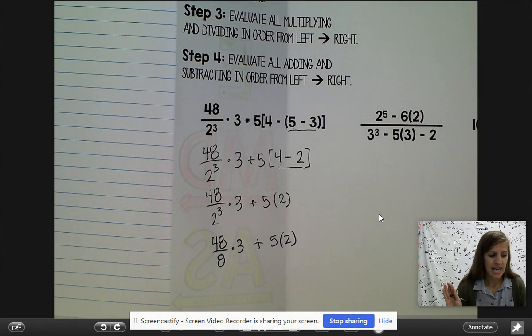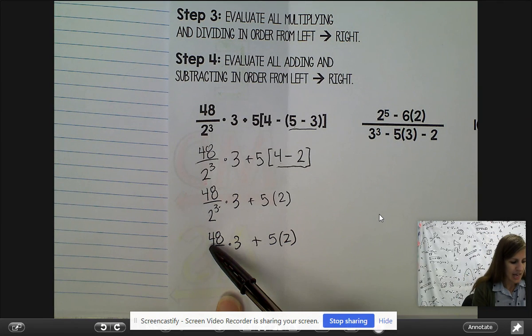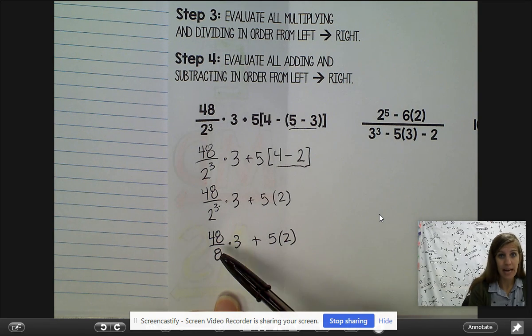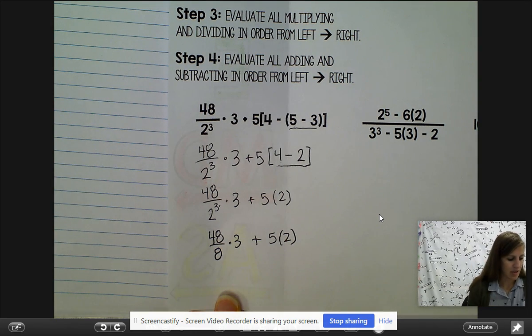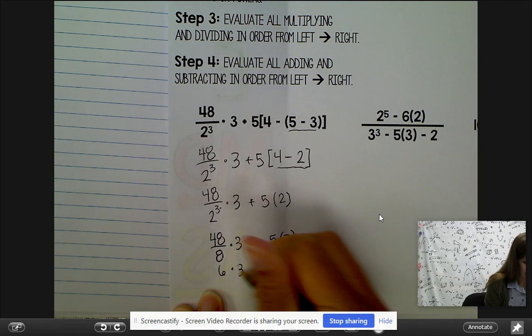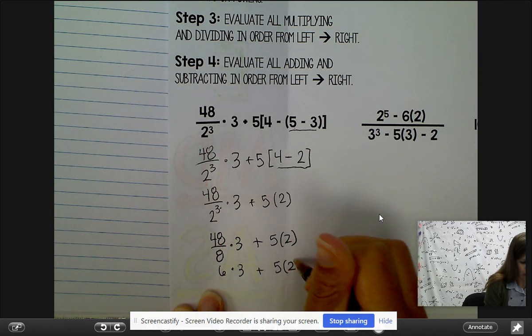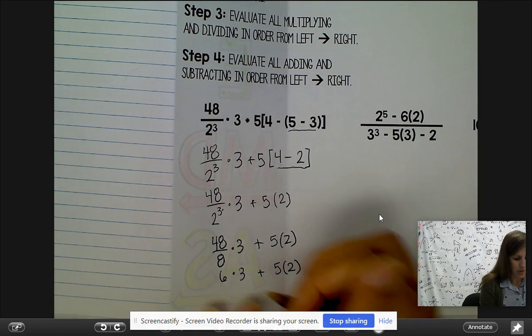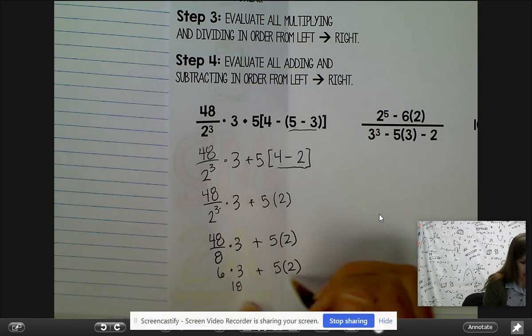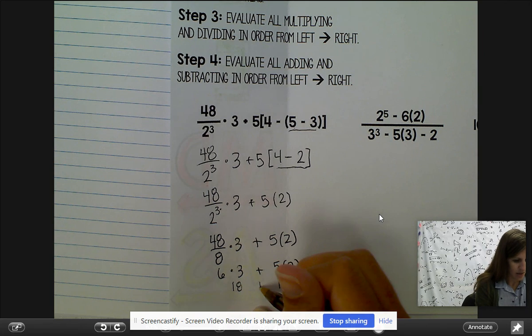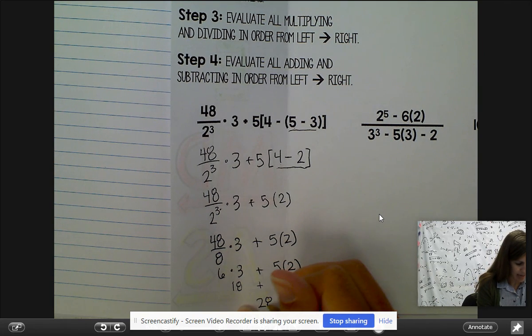And now I don't have any exponents left, so we're thinking multiply, divide from left to right. And so as I go from left to right here, I first encounter division. Like 48 divided by 8 is the first thing I come to, so I must do that first. And 48 divided by 8 is 6. Then I bring down that times 3 plus 5 times 2. And now I just have multiplication, so I'm going to multiply this 6 times 3 for 18. And we can kind of do these at the same time because I think you're good enough. And the 5 times 2 over here is 10 for a total of 28.